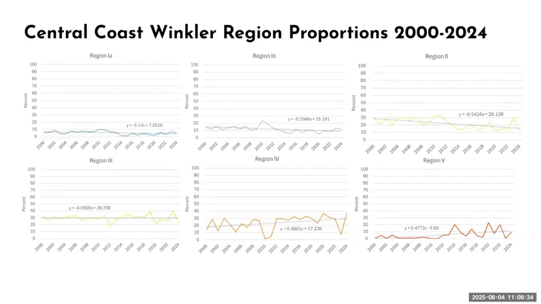Patterns in the Central Coast greatly resemble those in the North Coast. Regions 1A, 1B, and 2 show a general downward trend. Region 3 has stayed relatively stable, and Regions 4 and 5 show an upward trend. 2010 remains significant, although the effect in 2015 appears less pronounced, especially with the overall increase in values of peaks and valleys in Regions 4 and 5 in the second half of the period.